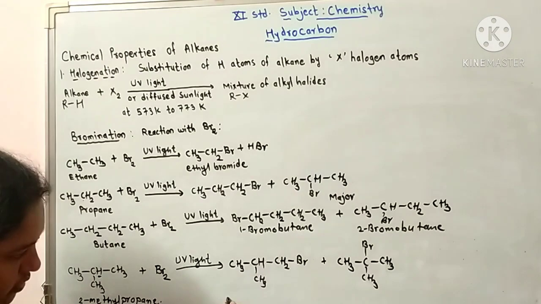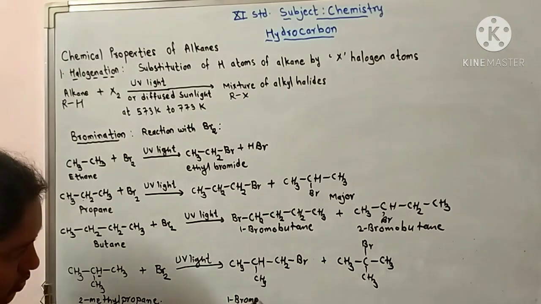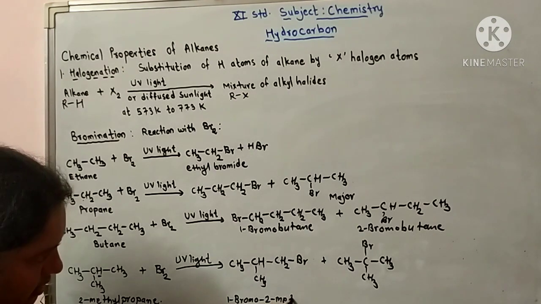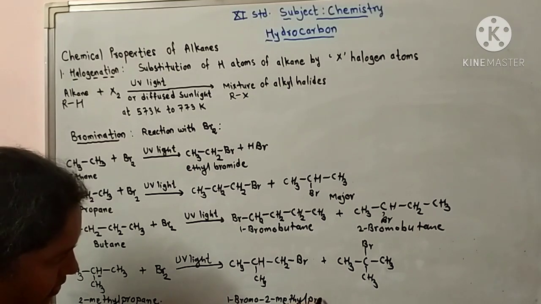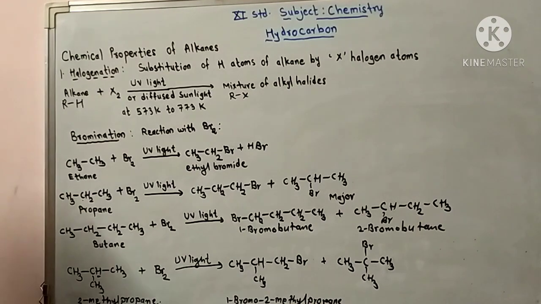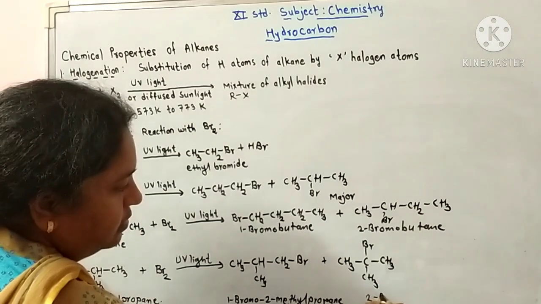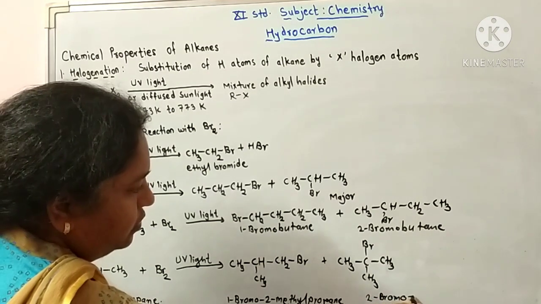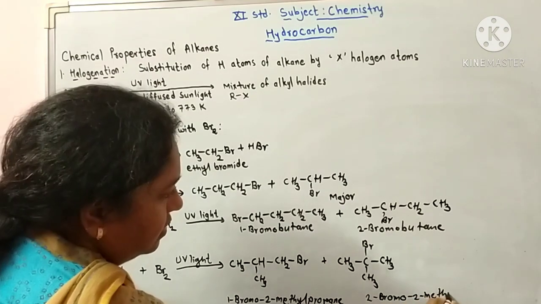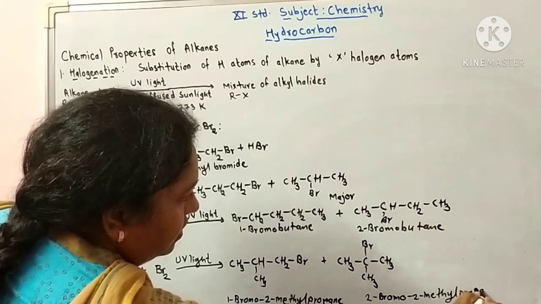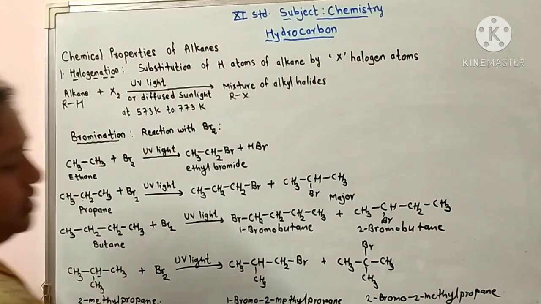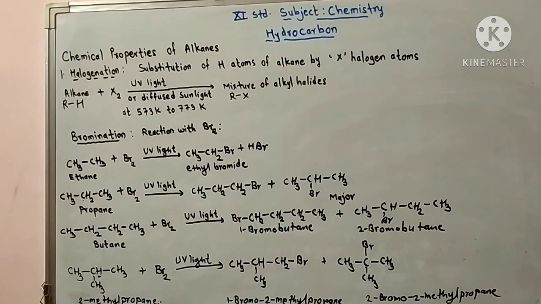Here this is 1-bromo-2-methylpropane, and the other product is 2-bromo-2-methylpropane. This is the major product, 99% 2-bromo-2-methylpropane. This product is formed as the major product. So this is the bromination reaction of alkanes with bromine.